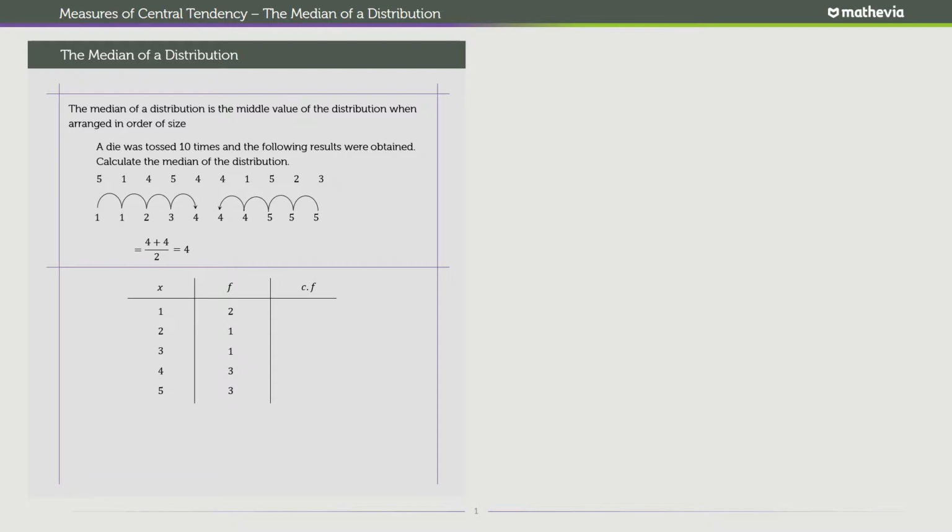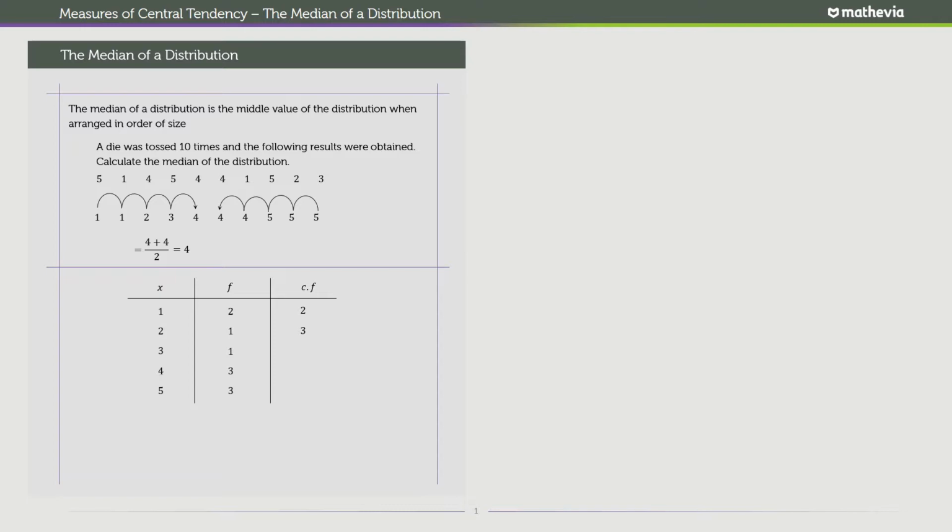Now, to find the median of a distribution using a frequency table, we make use of cumulative frequency. If you recall, to find the cumulative frequency, you just add the frequencies up until that given point. For x equals 1, you just have a frequency of 2, because there's nothing above it. Then for the next cumulative frequency at 2, you add the frequency at 2 and everything above it, so you have 1 plus 2.